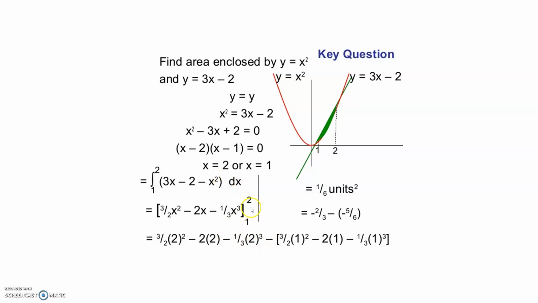We have to put upper limit 2 first. 3 upon 2, 2 square minus 2 into 2 minus 1 upon 3, 2 cube. Now which limit do we have to put? Yes, it is the lower limit. Minus, and we must write the bracket: 3 upon 2, 1 square minus 2 into 1 minus 1 upon 3, 1 cube. Simplify, we derive the answer is minus 2 upon 3 minus 5 upon 6. Final answer 1 upon 6 square unit. This shaded portion is a very small enclosed area.